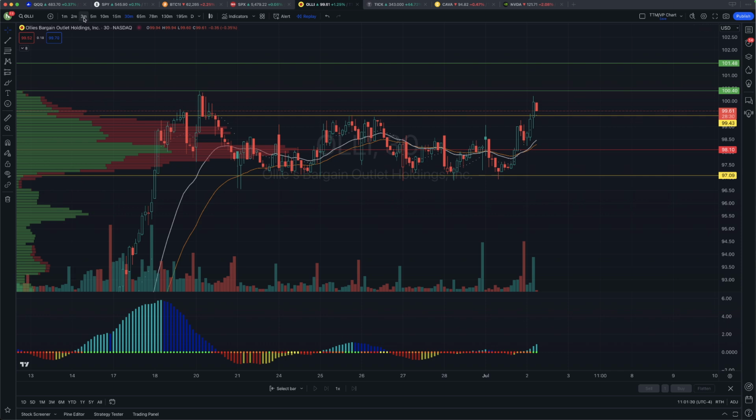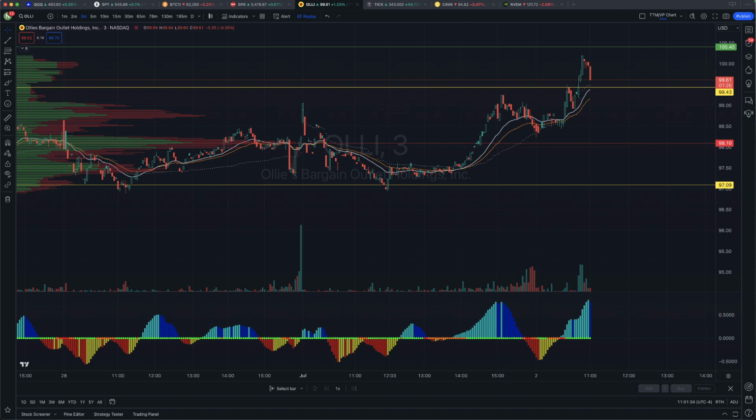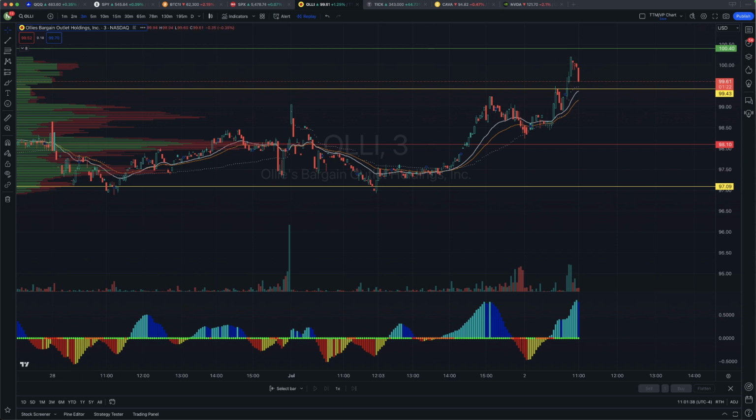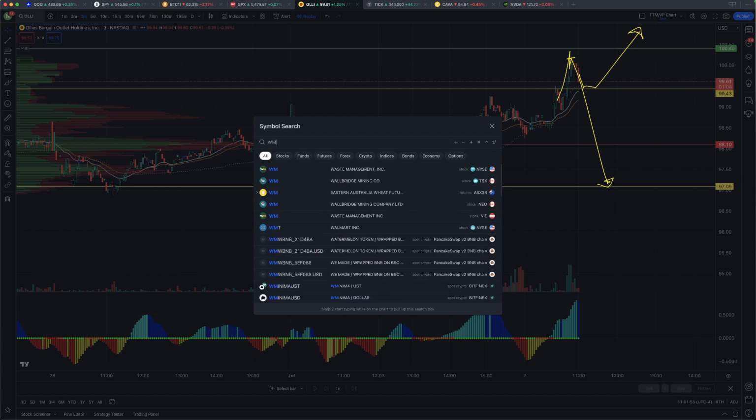This could have just broken up above that level, right? Tapped 100. It's going to come back and retest this breakout level, right? And then it's going to go. Or it broke out of that breakout level, it tapped 100, and now it's going to roll right back over. Kind of like you see in Waste Management. One more point. Let's go to Waste Management.